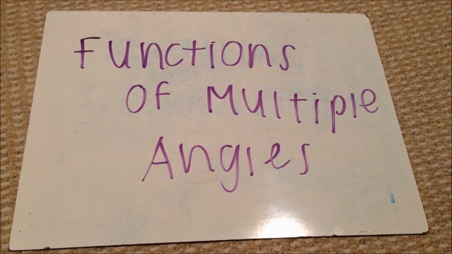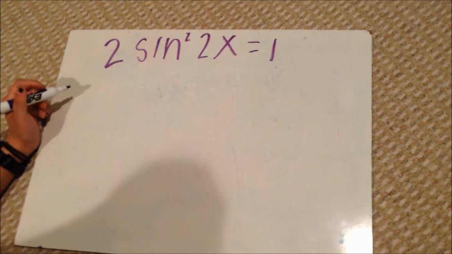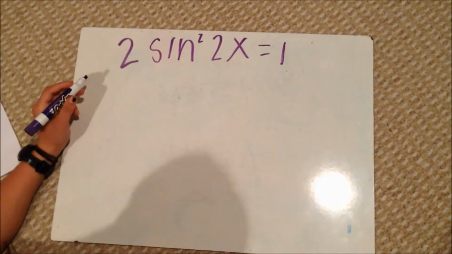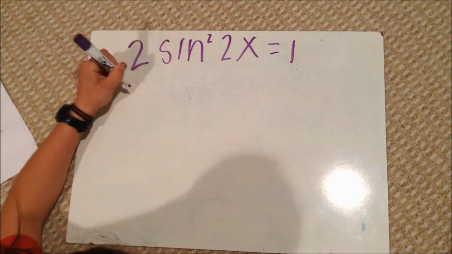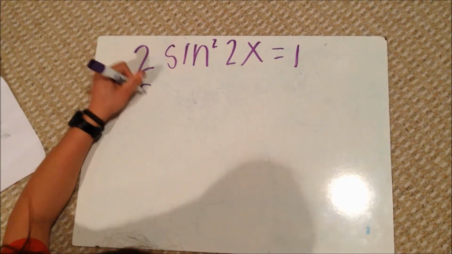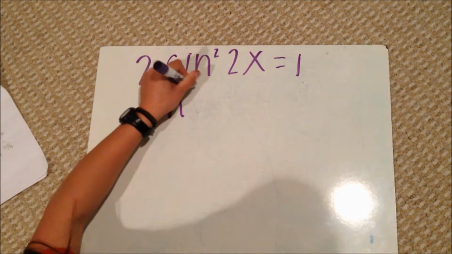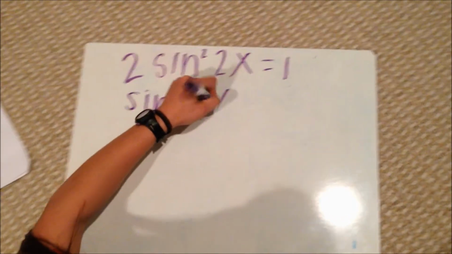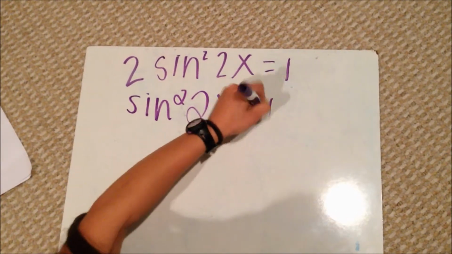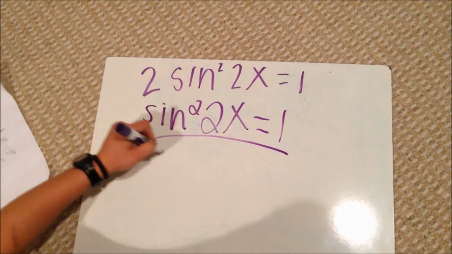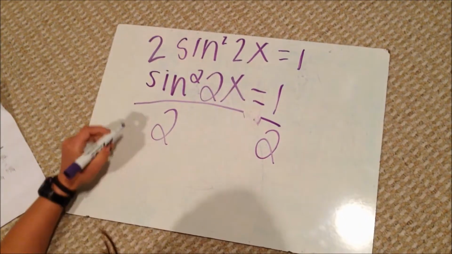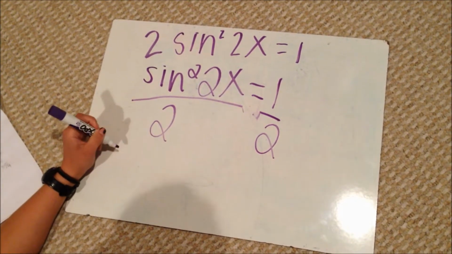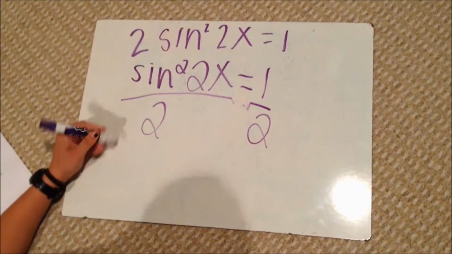Here we have the problem 2 sine squared 2x equals 1. The first thing you'll do to try and get sine by itself is divide by 2. So you'll have sine squared 2x equals 1 over 2. I'm going to divide this by 2 and the 1 by 2. Next thing you'll do to try and get it by itself is take the square root of both sides.